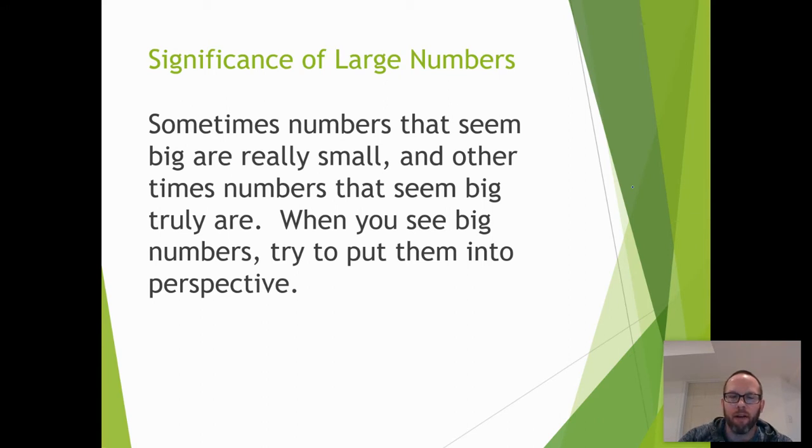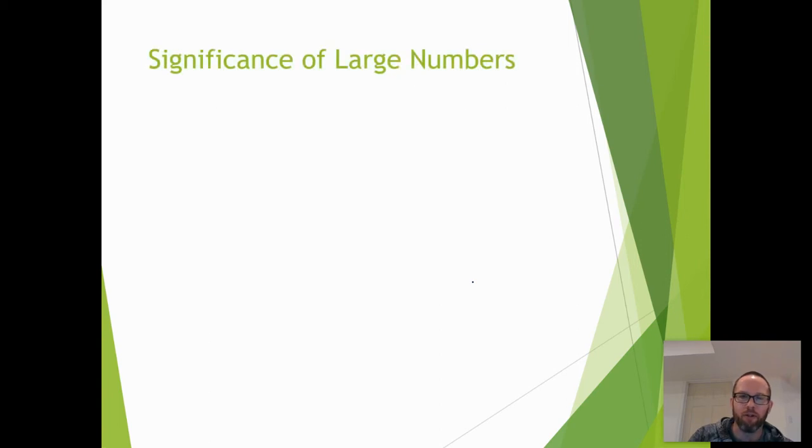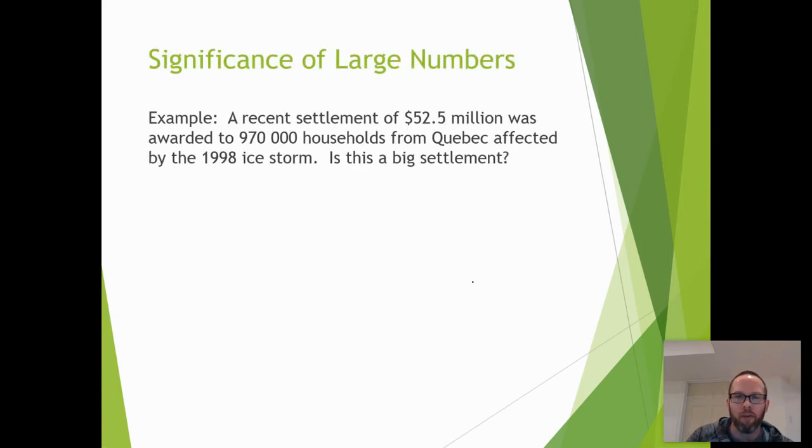So here's our first example. We'll actually do some number crunching with these two. A recent settlement of 52.5 million was awarded to 970,000 households from Quebec after a really big ice storm in 1998. So that sounds really big, right? Like, Quebec is really paying out a huge amount to households. But let's actually see how much that is per household. So the dollars per household.